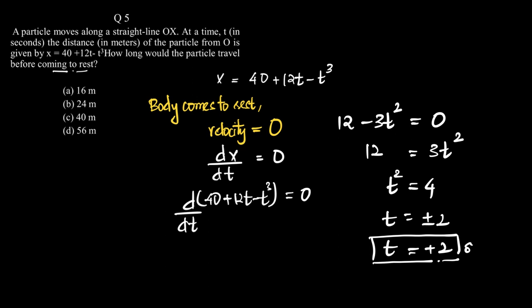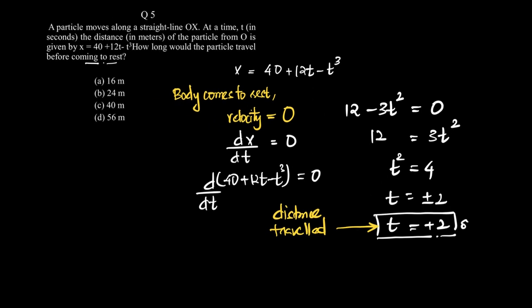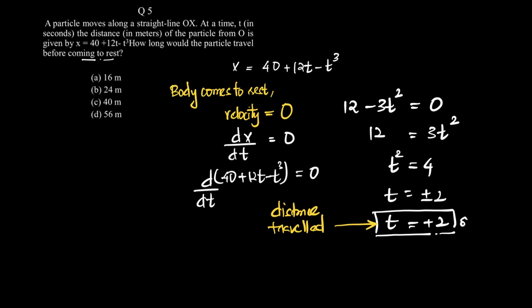Now, what's important to understand is that the question is not asking you to find out when the body will be at rest. The question is asking how long the particle would travel before coming to rest, which means that we need to find out the distance traveled from 0 to 2 seconds. Now, how will we do that? Let's try finding it out.